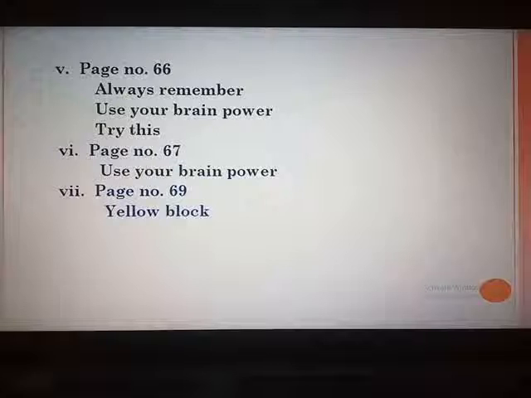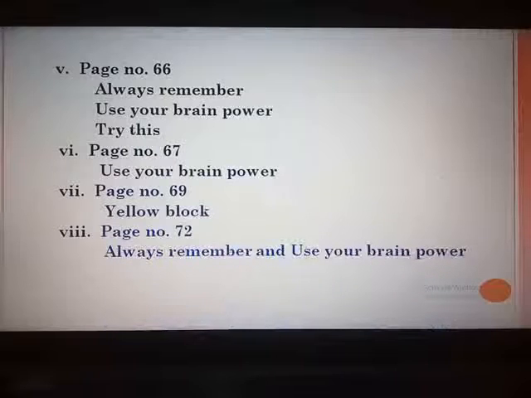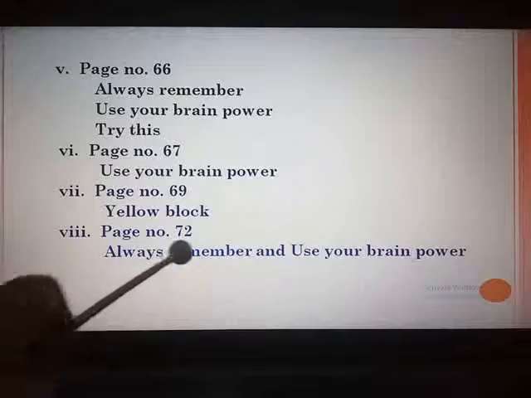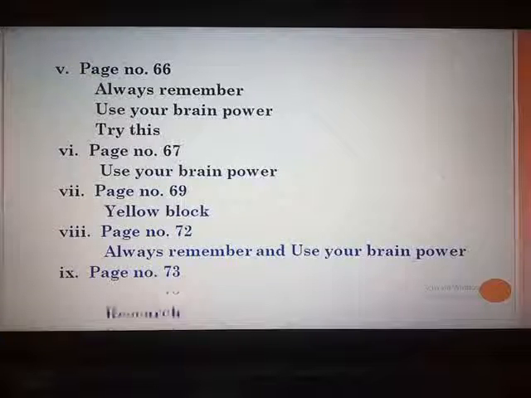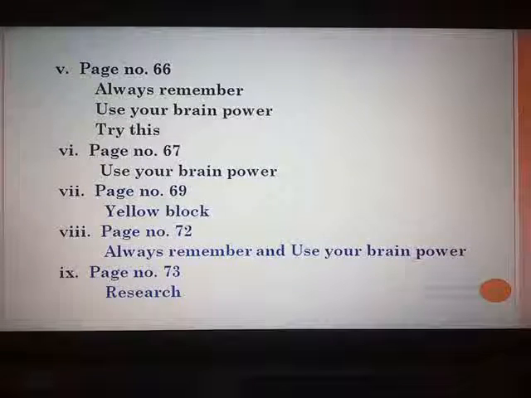All of you move to page number 72. On the top you have 2 purple colored blocks. Both the blocks you have to remove. One is Always remember and the other is Use your brain power. Both the blocks remove it. And on the last page of this chapter, page number 73, there is a small activity named Research. Remove that activity. I hope you have removed carefully for chapter number 5.